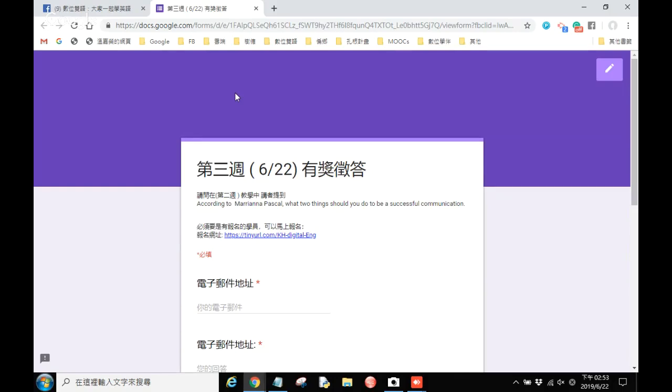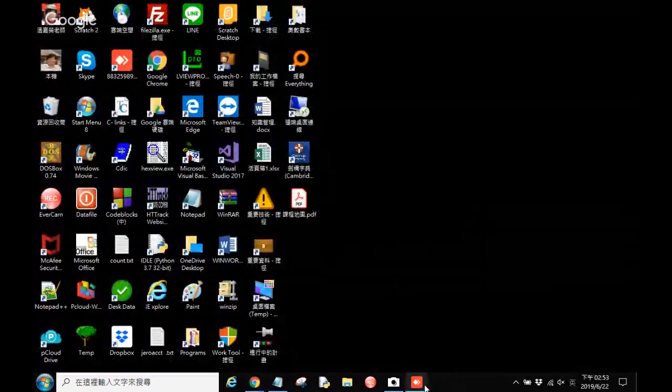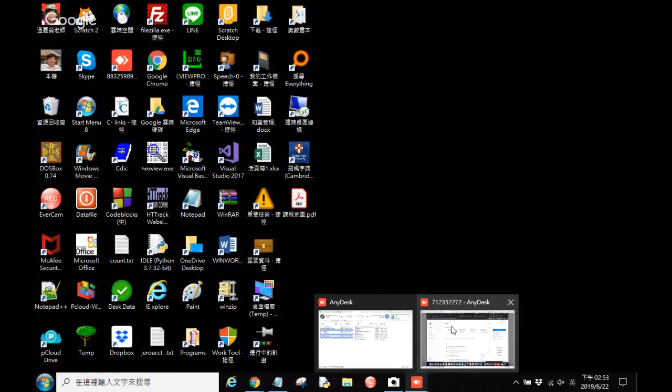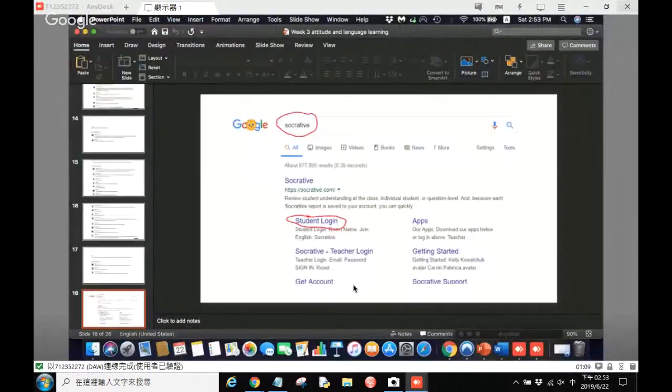Yes, nothing is free in this world. Okay? Nothing is free. If you want the tablet PC, we have to work. So, here's another thing I wanted to show you. I like to use this with my students. It's called Socrative.